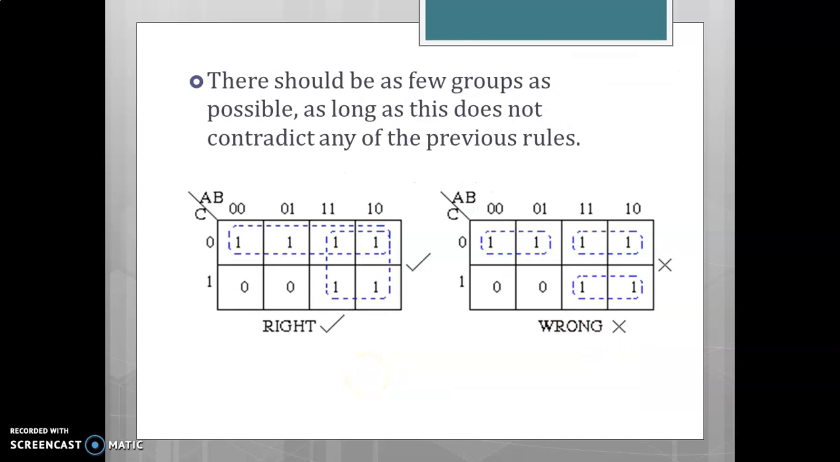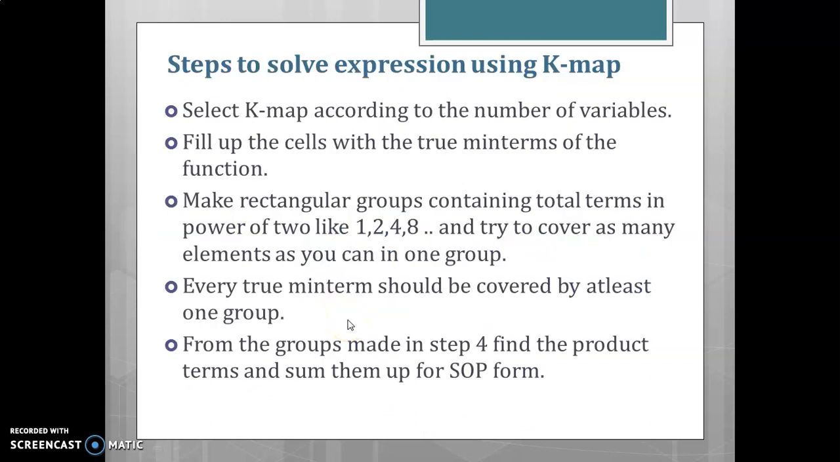There should be as few groups as possible, so we always try to make a fewer number of groups. So these are the various rules involved in simplifying an expression using K-map.